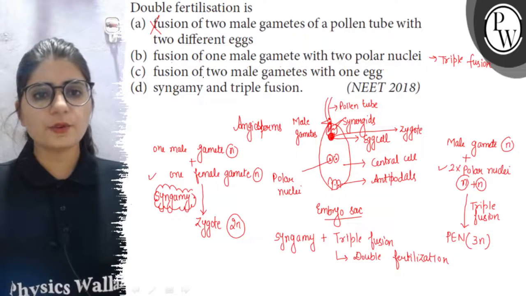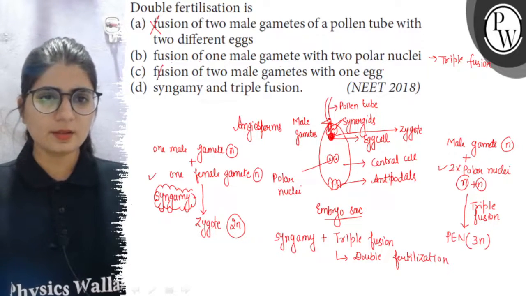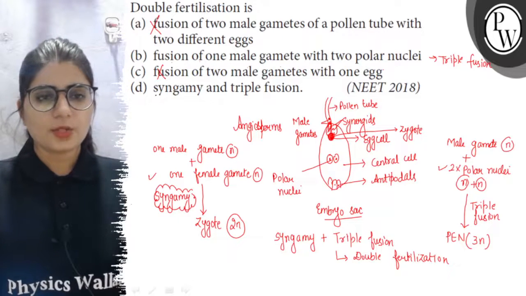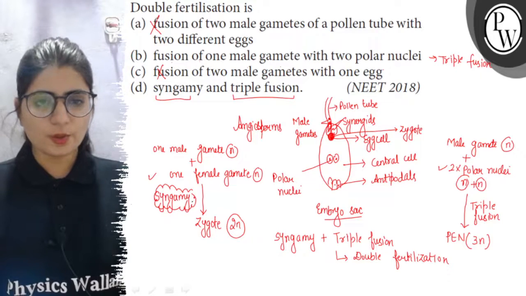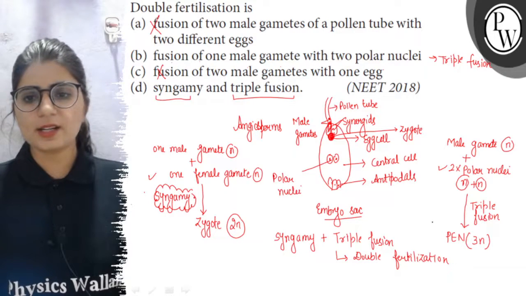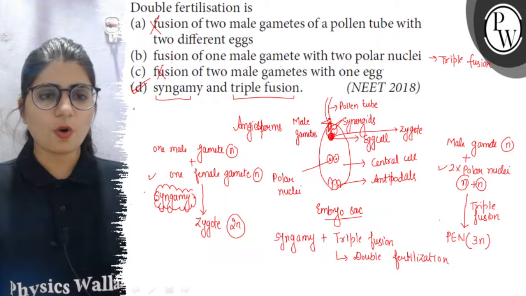And the third one is fusion of two male gametes with one egg. This doesn't happen. The fourth option is syngamy and triple fusion. So I told you, one act of syngamy and one act of triple fusion together are known as double fertilization. So option D is the right answer to this question.